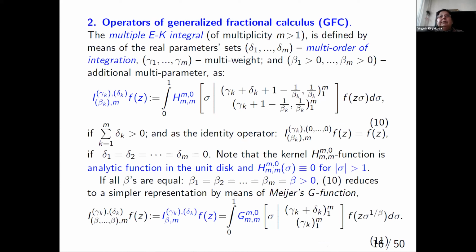A few words about the operators of generalized fractional calculus. We consider so-called multiple Erdélyi-Kober integrals. You see, instead of Erdélyi-Kober operators with gamma, delta, beta, we consider compositions of these operators, and the definition is first introduced by a single integral with special function H function in the kernel in the formula 10, where delta 1 to delta m are the multi-order of integration. And we have also other multi-indices, gamma and beta. In the simple case, when all beta are equal between them, we can present also the operators of generalized fractional calculus by simple Wright function. Next.